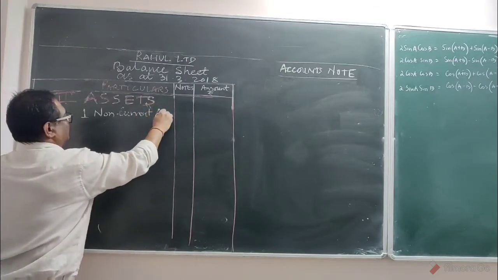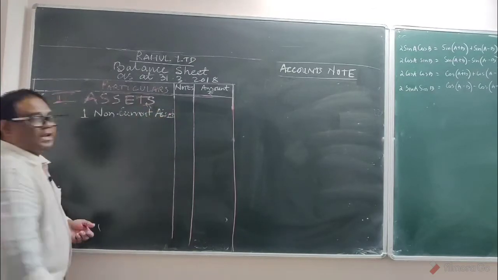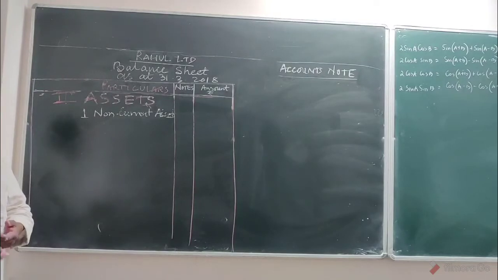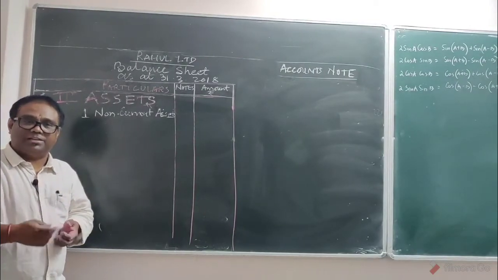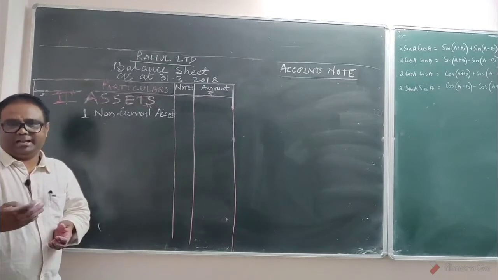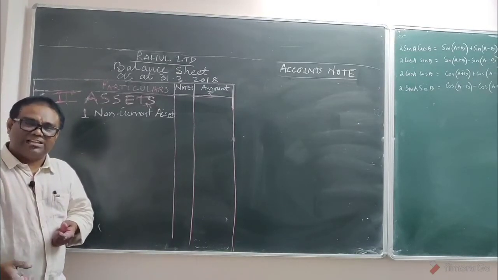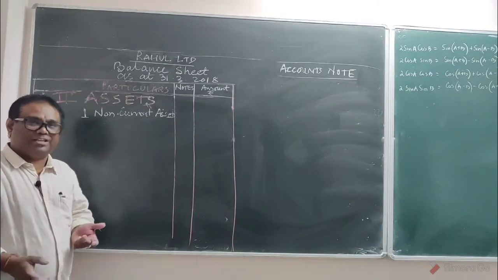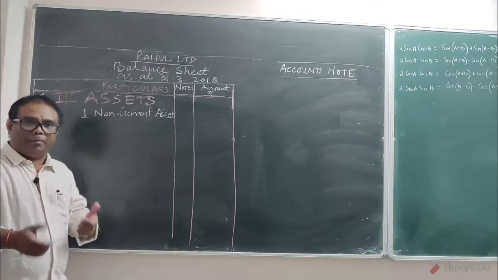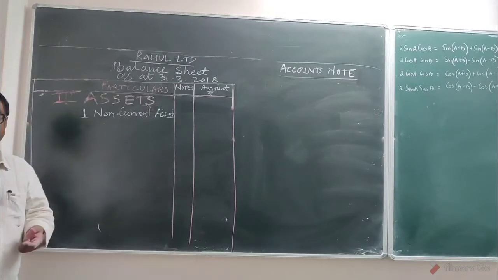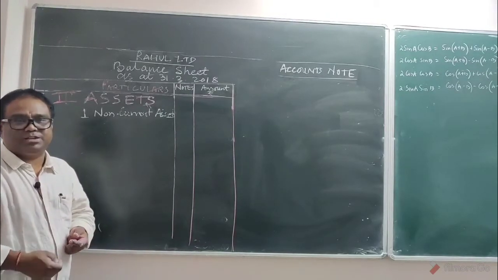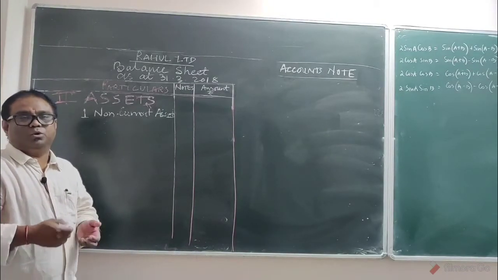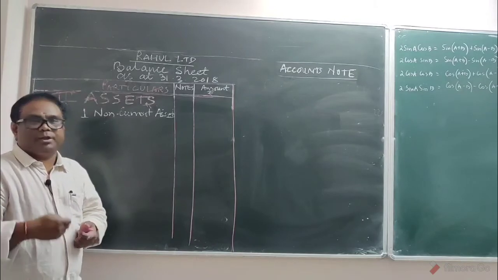Non-current assets. There are many subheadings inside the non-current assets. So the fixed tangible assets, fixed intangible assets. You know, tangible assets are those which have physical shape and size, like plant and machinery, furniture. Intangibles are those assets which cannot be seen, which are invisible. They are copyright, trademark, patent, goodwill.